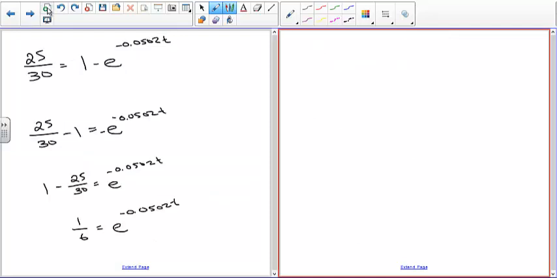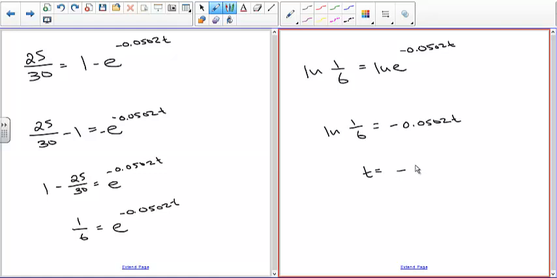Okay. Then we'll take the natural log of both sides. So we get the natural log of 1/6 is equal to the natural log of e to the negative 0.0502t. So we get the natural log of 1/6 is equal to negative 0.0502t. So t is going to be negative, so we're going to divide both sides by 0.0502. So I get the negative when I divide, and then I divide that out.